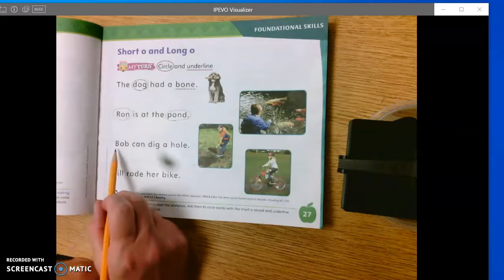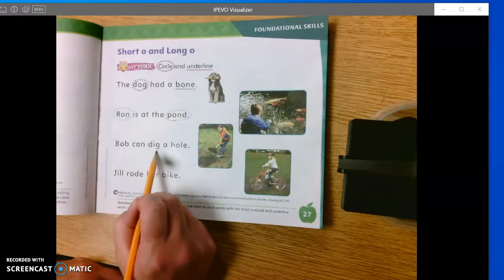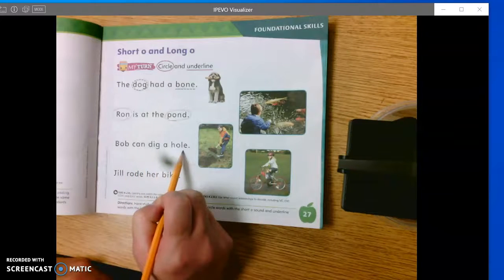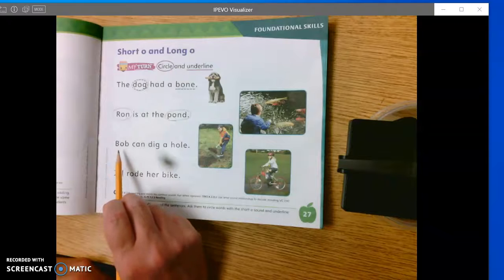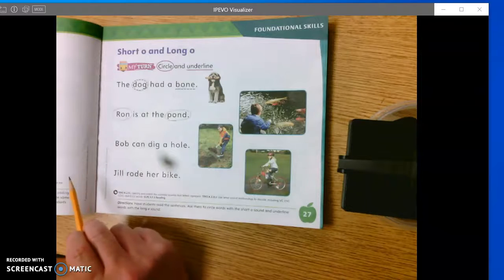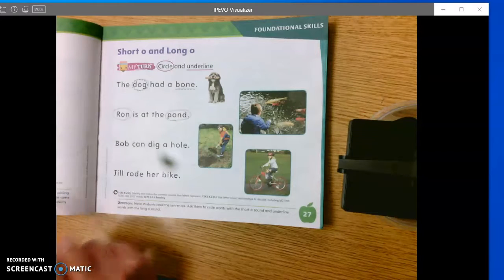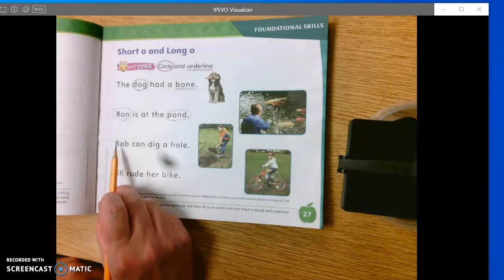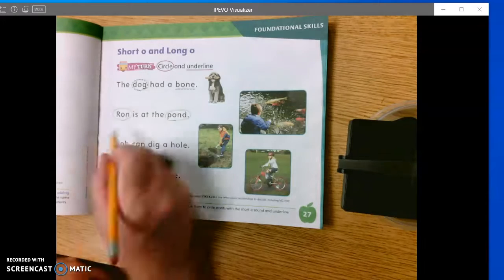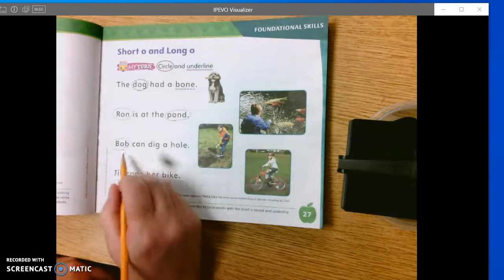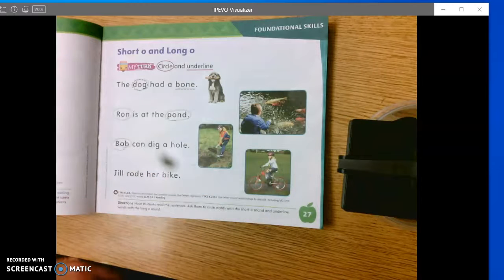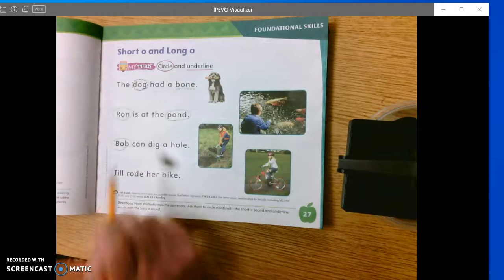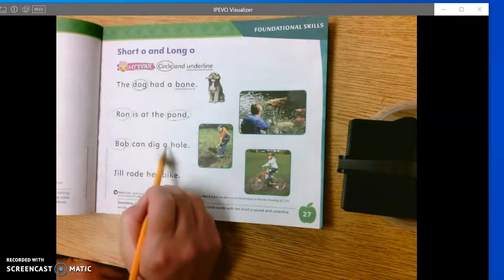Let's keep going. Bob can dig a hole. Okay, I heard one right at the beginning, Bob. Short or long? Ah or O sound in there. B, ah, b. Bob. That is a short O sound. Okay, and then there's one more word I heard with an O sound. That goes a little bit different. Bob can dig a hole.